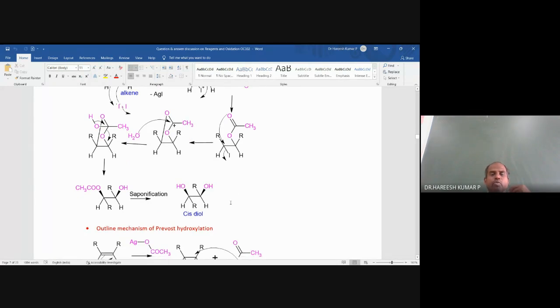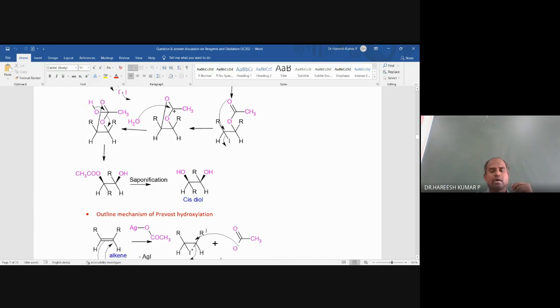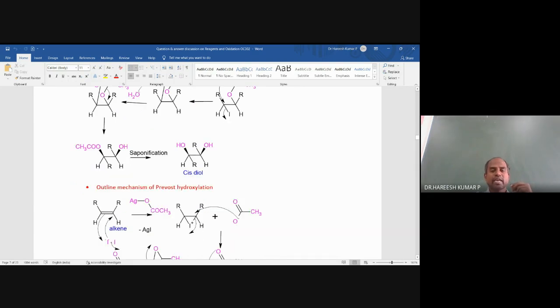Suppose you are looking into the Prevost hydroxylation. Prevost hydroxylation means there won't be moisture. That means there won't be reaction of water in the reaction. That means dry condition: dry silver acetate, dry silver benzoate in presence of iodine. Olefins or alkenes on reaction with dry silver acetate in presence of iodine give trans diol. So it's called Prevost hydroxylation.